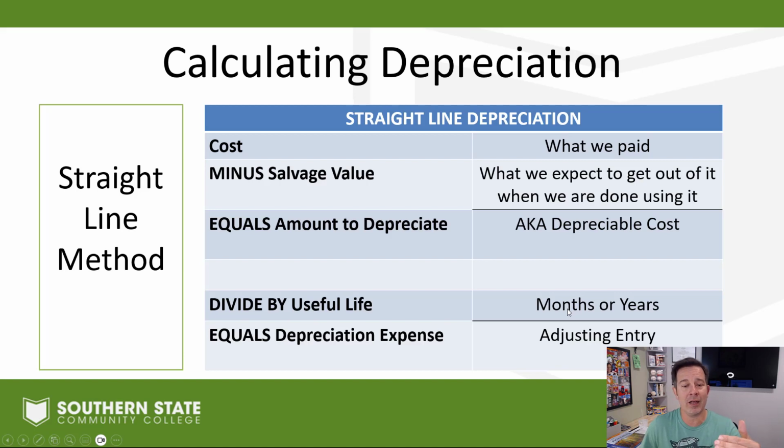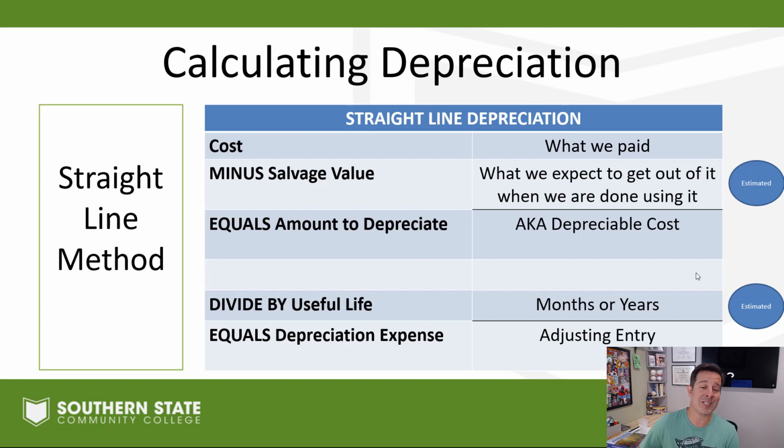We can do it by a month or we can do it by a year. Then we get what's known as depreciation expense, and that's the amount we'll use to make our adjusting entry. Now, two things I'll point out: that salvage value is an estimate. Useful life is an estimate. We're taking an educated accounting guess when we come up with those.